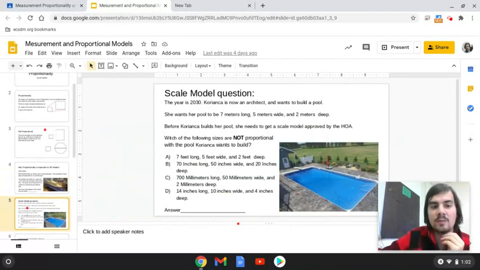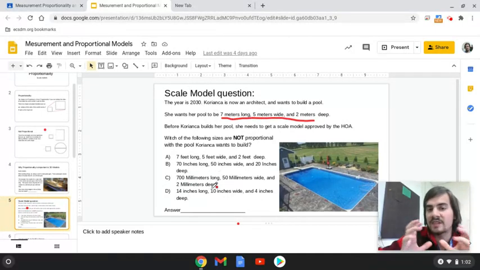Let's move on to the next one, and perfect, my scribbles disappeared. I'm very happy. All right, so let's talk about the problems you guys have to do. So you have to figure out if this pool is a scale model by looking at the actual units and seeing which of these units would not be able to scale to these actual units. So I'll do A, and then you guys do B, C, and D and figure out which one's wrong, which one doesn't work. So for A, we have 7 feet, 5 feet, and 2 feet.